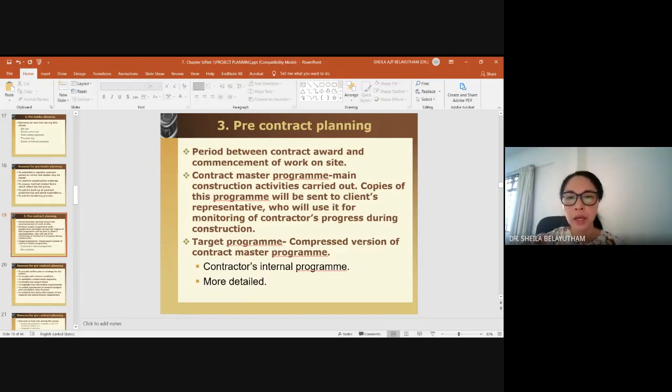So the target program is much more compressed than the program we pass on to the client, so that if anything happens, there is buffer time for us to fall back on. That is the contractor's internal program, and it will be much more detailed.